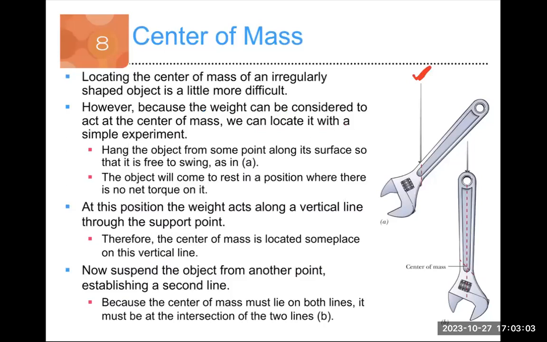So if I draw a vertical line, you can see how I've extended that black line with the red dotted line, that's where there's no torque, and that's going to be where my center of mass is located, somewhere along that red dotted line. And then, like shown in this bottom picture, I have to pick a second location, hang it again, and where those two lines intersect, you can see here, is going to be the center of mass, right where those two lines intersect.